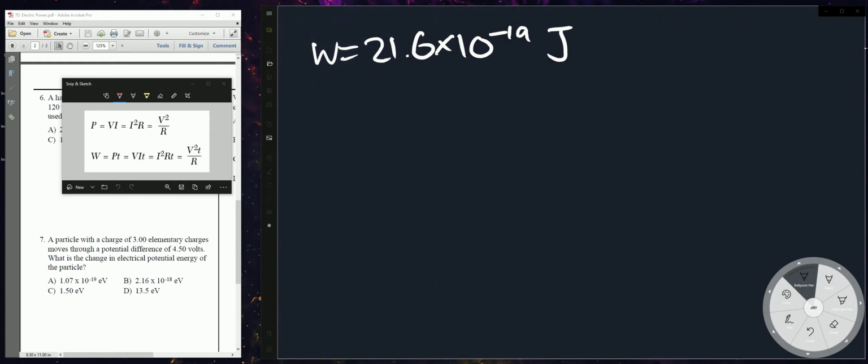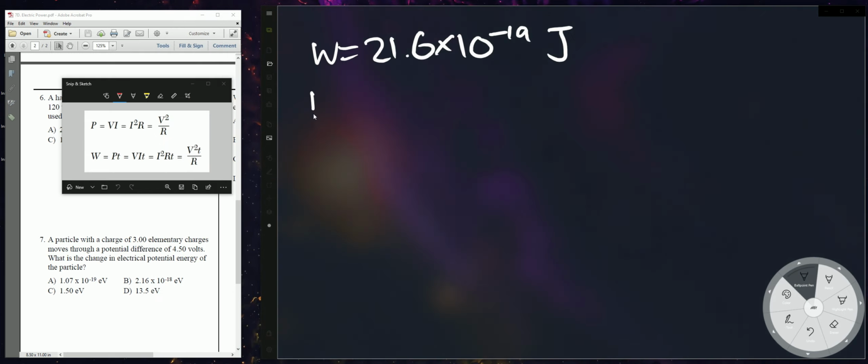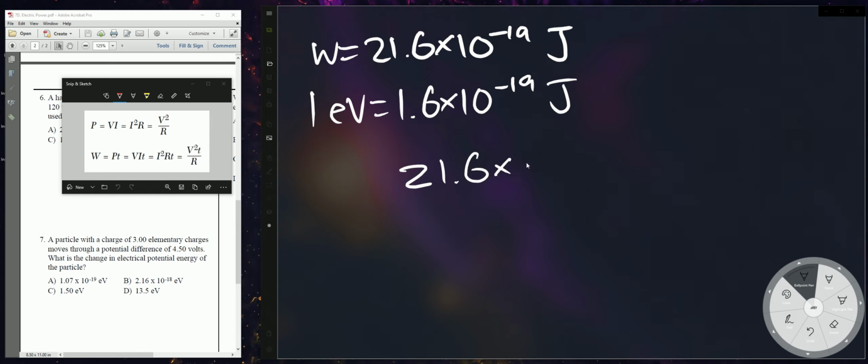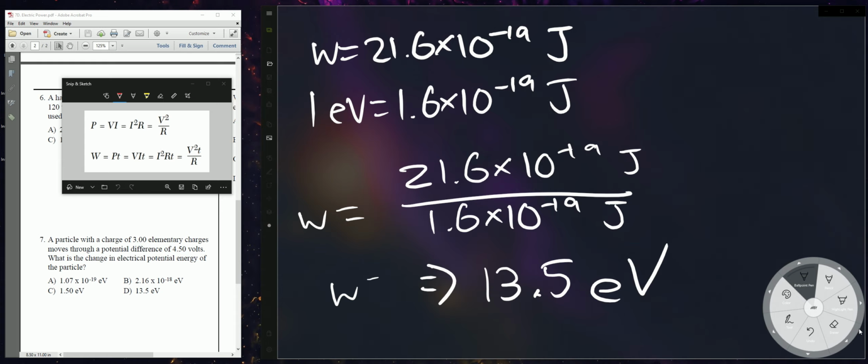On your reference table, let me bring it up, 1 electron volt is equal to 1.6 times 10 to the negative 19 joules. If I convert this work into electron volts, how many electron volts are in this amount of work? We divide by 1.6 times 10 to the negative 19 joules, and you should get 13.5. Yep, 13.5 electron volts. And so that's your answer.